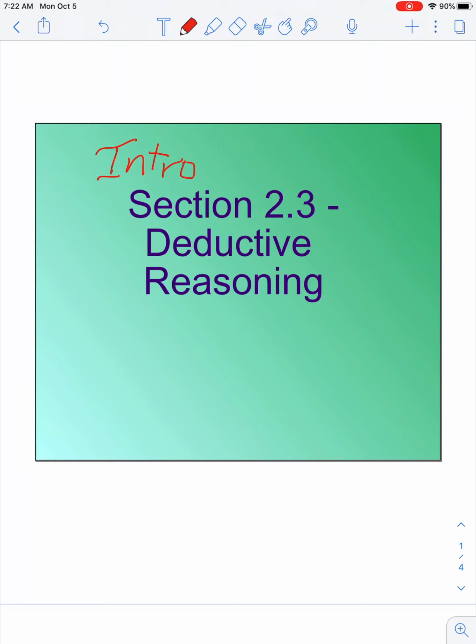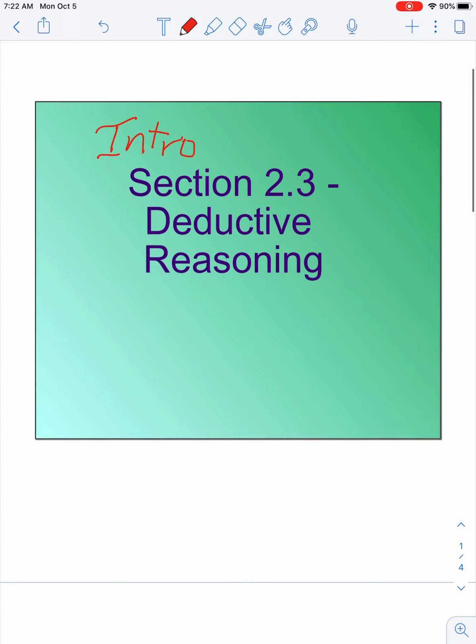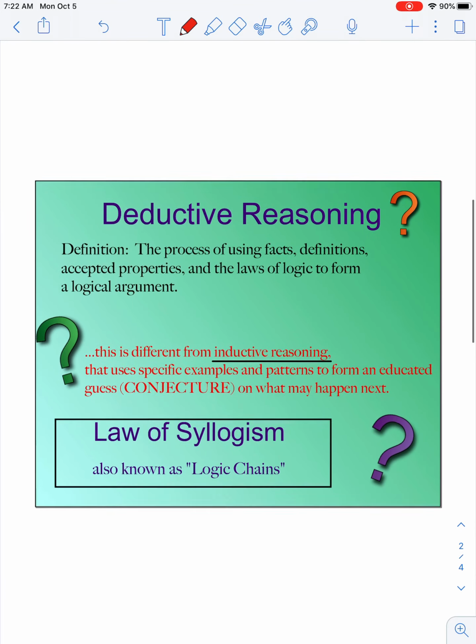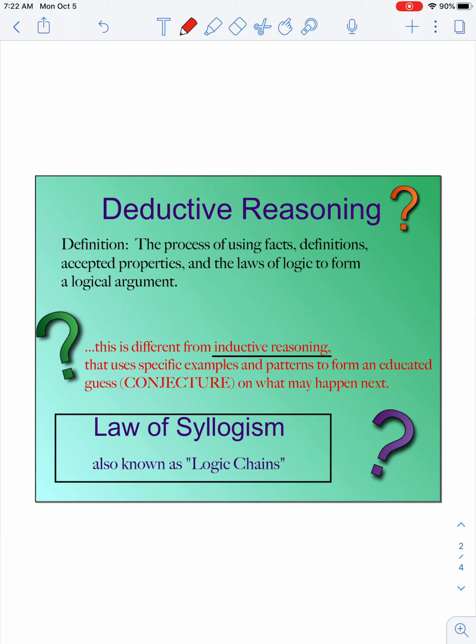Section 2.3, Introduction to Deductive Reasoning. So we talked already about inductive reasoning, but deductive reasoning is the process of using facts, definitions, accepted properties, and the laws of logic to form a logical argument. So here's the difference. We're using facts, definitions, accepted properties, and laws of logic to form a logical argument.